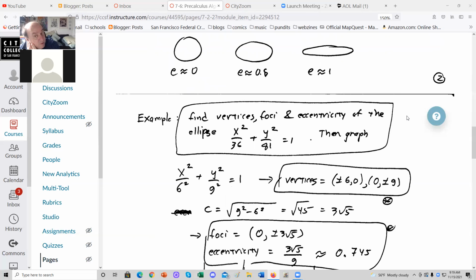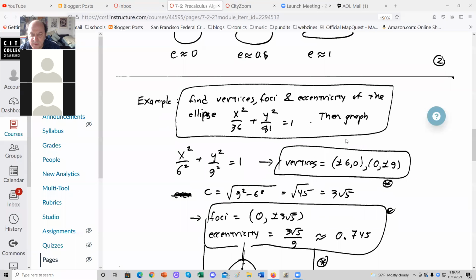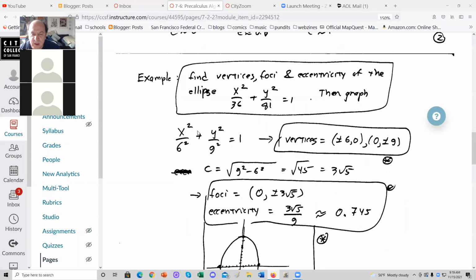So they have some examples. Find vertices, foci, and eccentricity of the ellipse x squared over 36 plus y squared over 81 equals 1, and then graph. I rewrite 36 as 6 squared, and 81 is 9 squared. x squared over 6 squared plus y squared over 9 squared equals 1. Right away, we read off the vertices: plus or minus 6, 0 and 0, plus or minus 9.